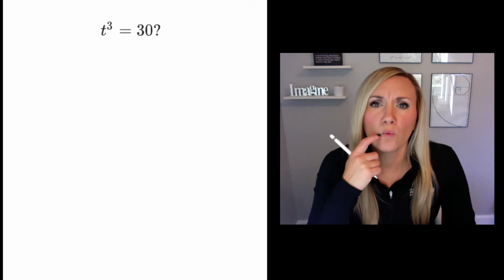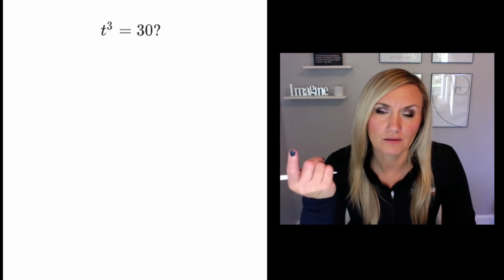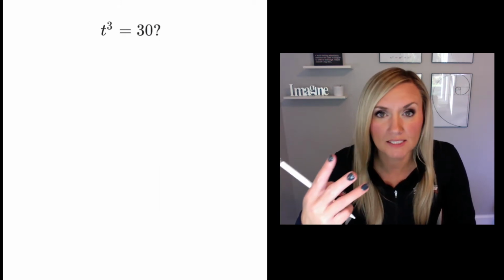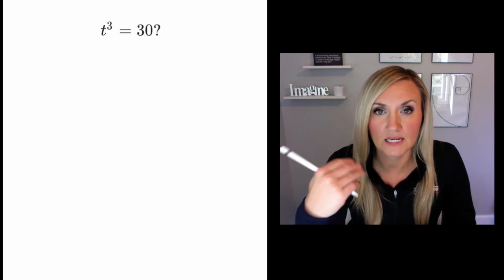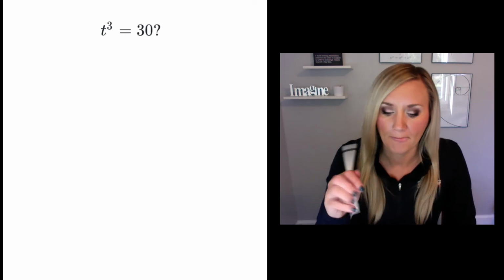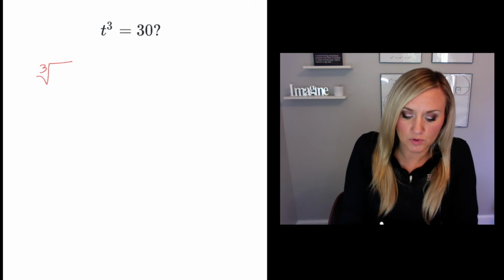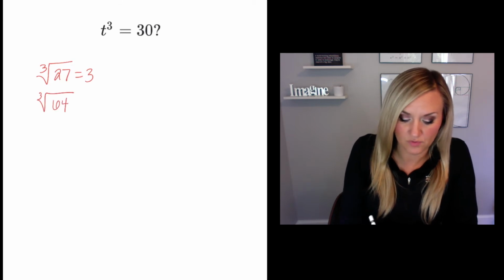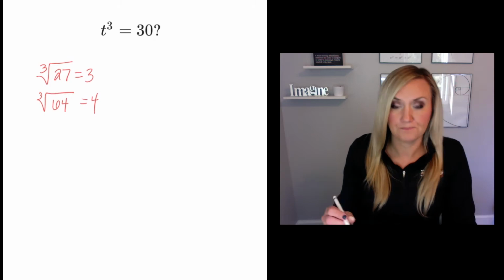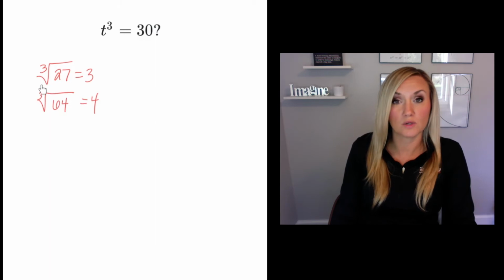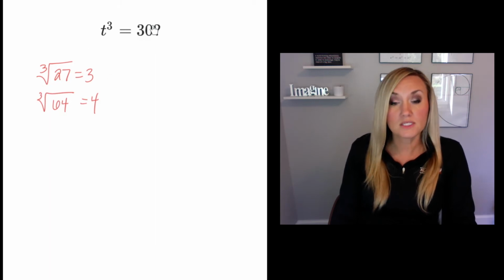Okay, so what about 30? Is there a number that I multiply by itself 3 times and it gives me 30? That answer is no, because we just did it on the last problems. The cube root of 27 was 3, and the cube root of 64 is 4. Do you notice that 30 falls in between 27 and 64? So this is going to be a decimal.